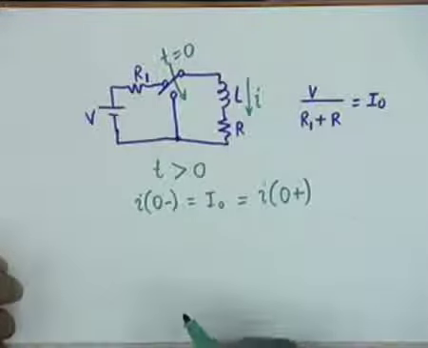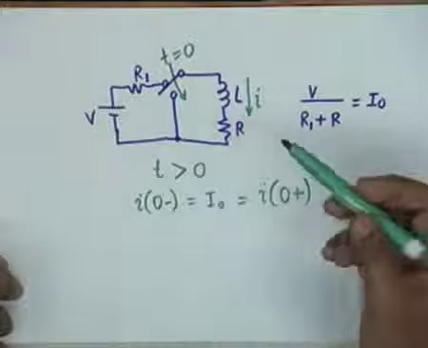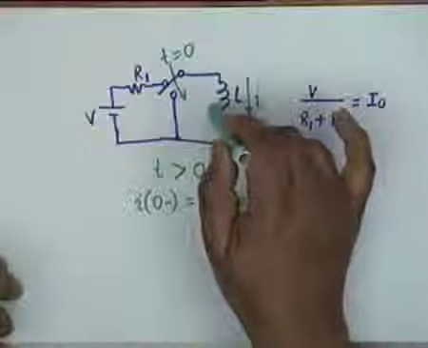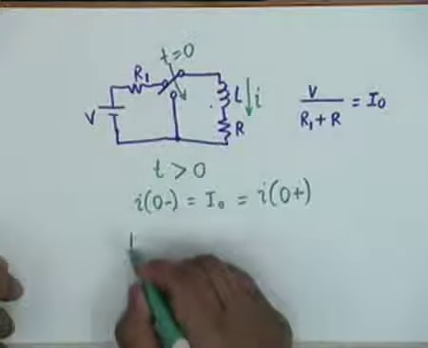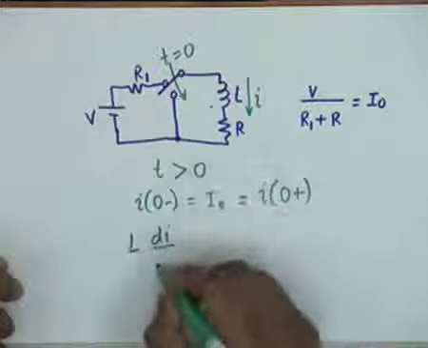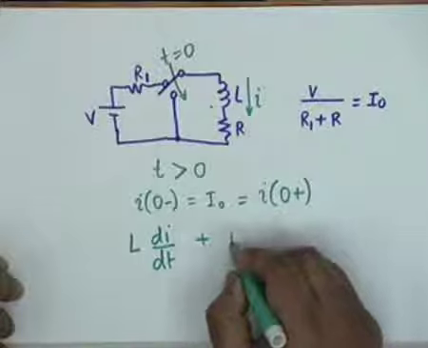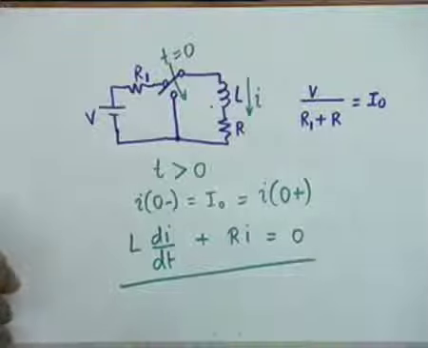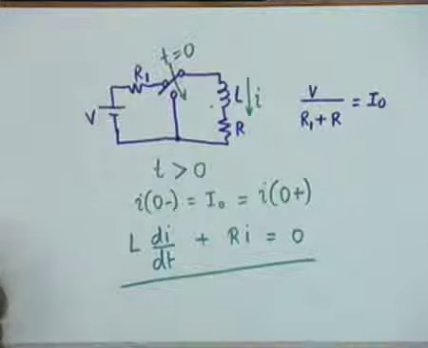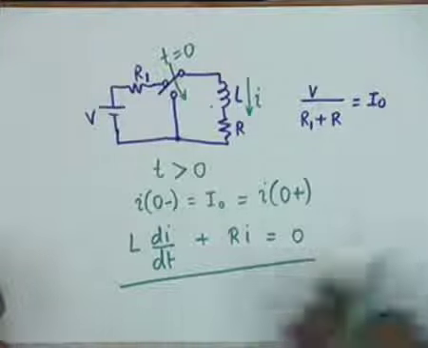The differential equation that one can write is simply application of KVL, that the drop across the inductance plus the drop across the resistance should be equal to 0, because there is a short circuit. The drop across the inductance is L di/dt, the drop across the resistance is Ri, and this should be equal to 0. This is a first order differential equation, and this is what defines the order of a circuit. If a circuit's natural response can be described by a first order differential equation, then it is a first order circuit. This is not the only one.